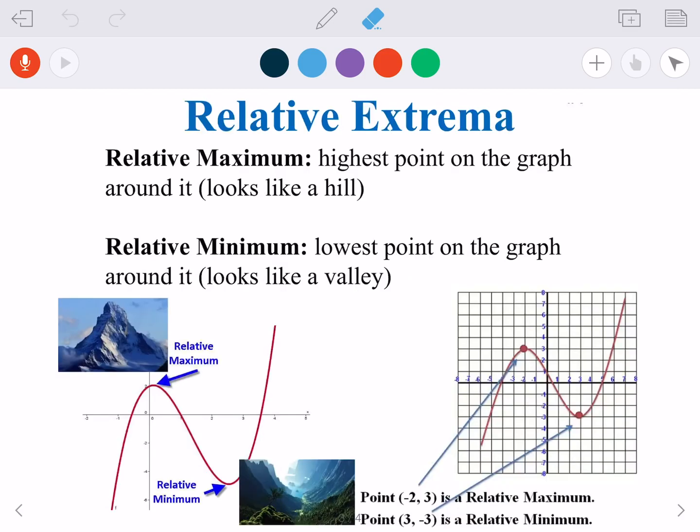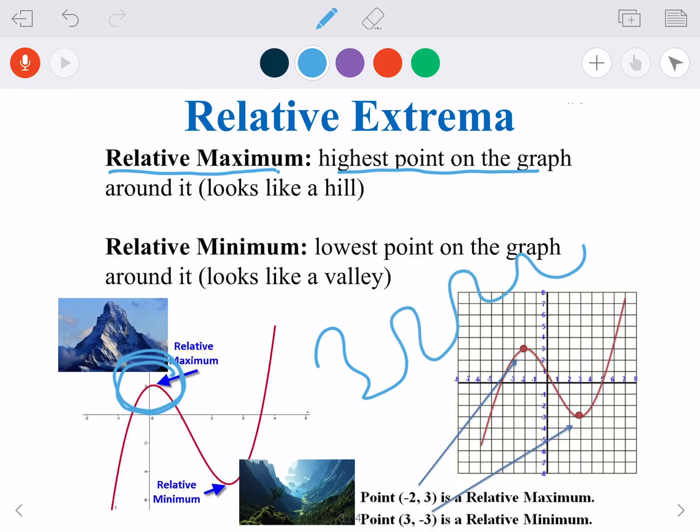What you need to also be aware of is relative extrema. So there's a relative maximum, and that maximum is the highest point on the graph, and it looks like a hill. So in our first example here, this is the relative maximum. You can have different kinds of curves in your graphs. The highest one is your relative maximum. So with that being said, our lowest one would then be our minimum, or our valley.